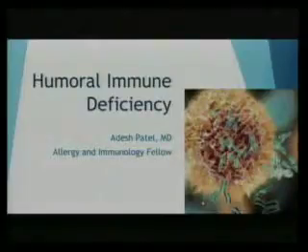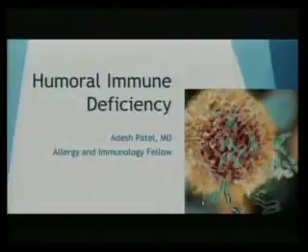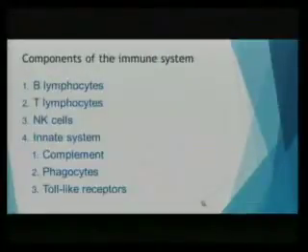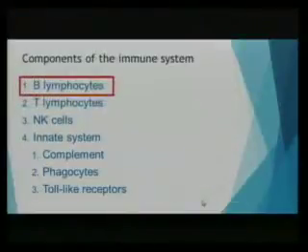All right, so today's topic, we're going to talk about humoral immunodeficiency. Pretty much humoral immunodeficiency is when you have impaired antibody or immunoglobulin production. This could be due to either a molecular defect or a failure of interaction between cells. There are multiple components of the immune system: B cells, T cells, NK cells, and other components of the innate system, such as complement or phagocytes. But luckily for us, the antibodies are produced by only one cell, the B cell. That will be the majority of the focus of this talk, because without B cells, you're not going to get antibodies.